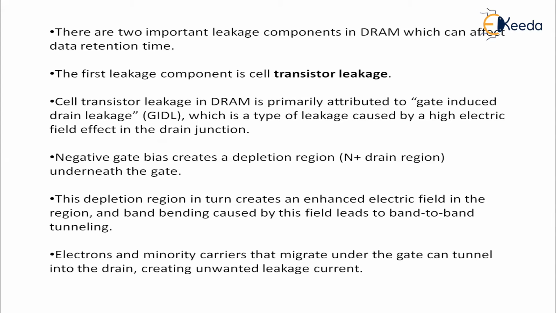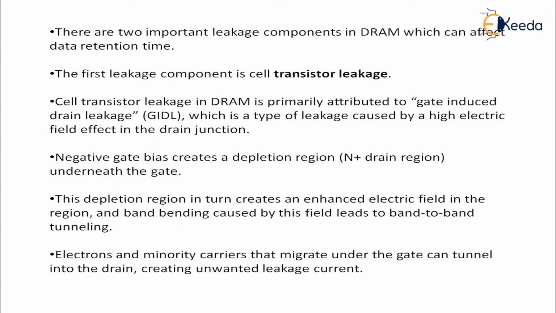Inside your drain junction, a depletion region is created under your gate. When a negative gate bias is given, or when the gate is grounded, that creates a depletion region in the N plus drain region under the gate. This depletion region in turn creates an enhanced electric field. Because of the electric field, electrons and minority carriers migrate under the gate and can tunnel into the drain, creating unwanted leakage current. What is the case? My gate has a negative bias.